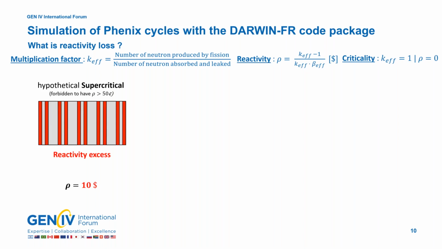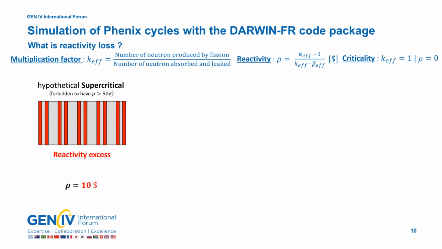So now let's build our reactor. For that, you will need some fissile material. Now we call reactivity excess the hypothetical supercritical state that this reactor would have with only fissile material. Of course, in real life, this reactor does not exist because it would be destroyed instantly.